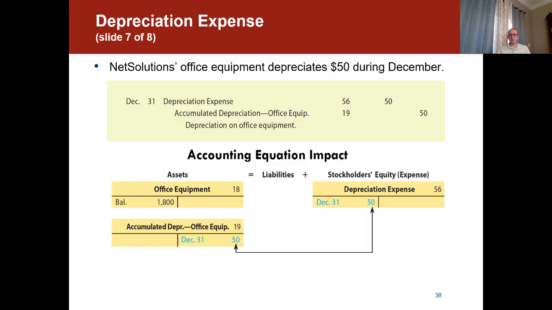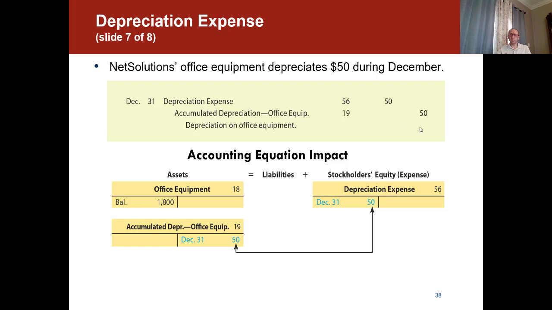Let's see an example that relates to our company, Net Solutions. Net Solutions' office equipment depreciates $50 during December. By the way, in this case they're giving us the amount of depreciation. In a future chapter, we'll see how to calculate the amount of depreciation expense. In this example, we're given $50 to be the depreciation expense. So we simply debit depreciation expense, and remember, expenses like to be on the debit side, and we credit accumulated depreciation for its related account, office equipment, and that's $50 each.